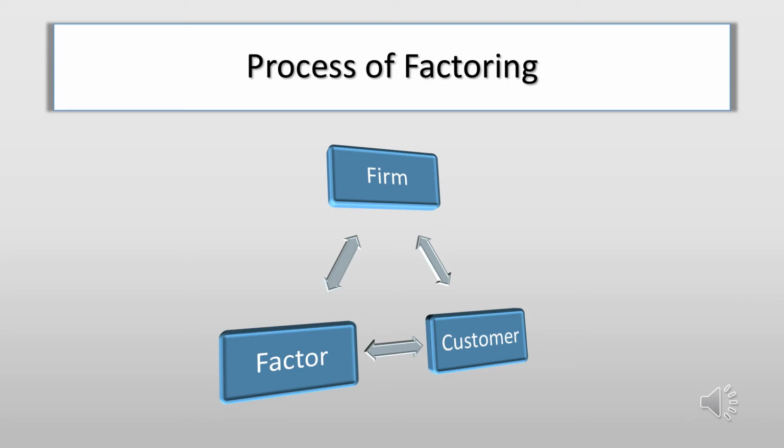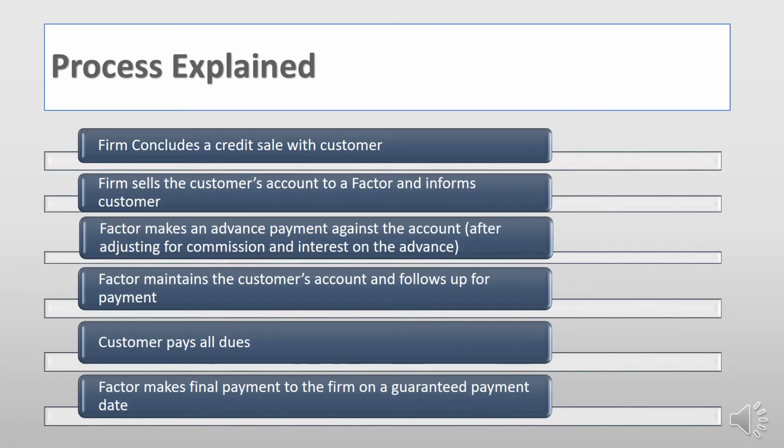There are three parties which are involved in this: a firm, a customer, and a factor. When a firm concludes a credit sale with the customer, it simply means that funds will be blocked till the time customer pays back. So instead of waiting for the release of these blocked funds, the firm sells these receivable accounts to a factor and notifies the customer about this transaction.